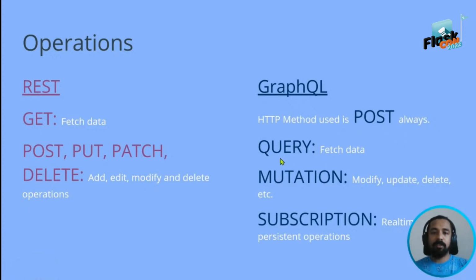Then we have an operation called query for fetching the data. We have used this initially for fetching a greeting message. Then for modifying, updating, deleting, etc., we have an operation called mutation. So if we are mutating or changing the data, we will use the mutation operation. And similarly, we have another operation called subscription, which is for real-time persistent connection operations.